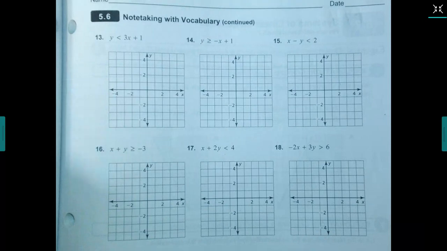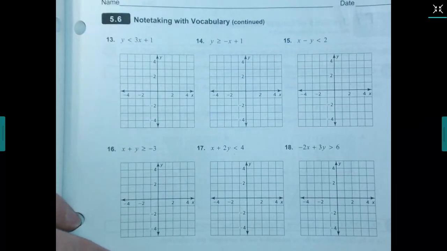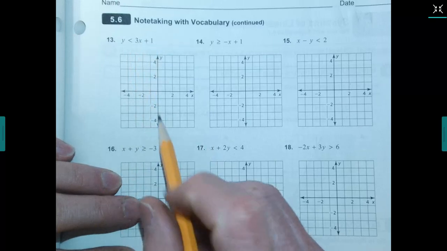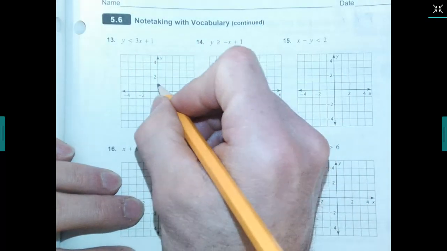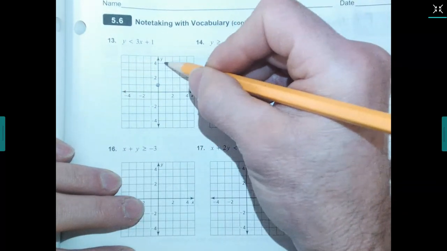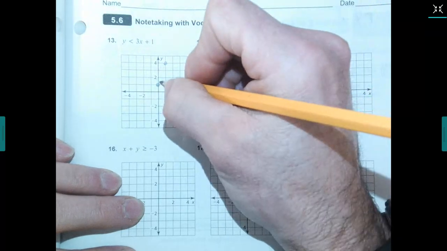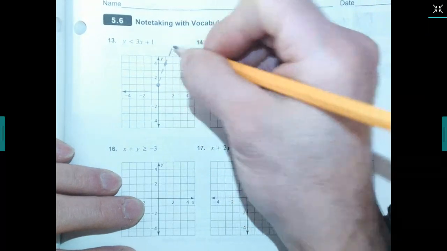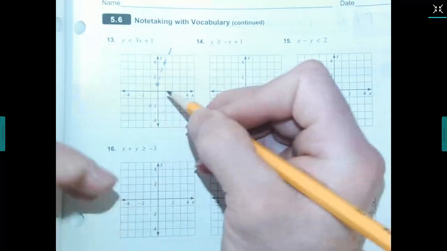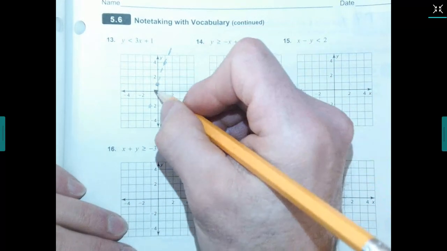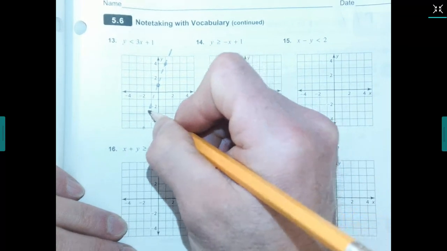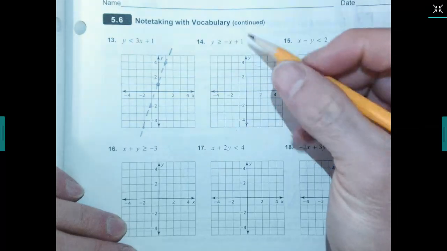Okay, so now we have something different than vertical and horizontal lines. Y is less than 3x plus 1. So my y-intercept is 1. My slope is 3 over 1. So what I'm going to do is go over 1, up 3. If I do negative 3, negative 1, that's the same as positive 3, positive 1, right? That just helps me draw a straight line and be more accurate.